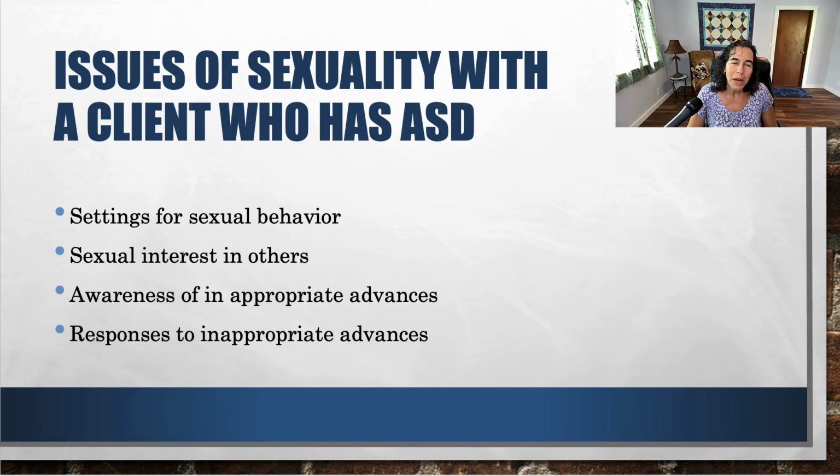All right. So, issues of sexuality with a client who has ASD. Settings for sexual behavior may be difficult. We may need to confer with our client about what's appropriate and what's not, especially with regard to public places, right? So the person may not have access to a private place and they want to have sex, and so they default to somewhere that's more public. So really looking at, okay, what's appropriate, what's going to be effective and safe in terms of setting could be important for someone with ASD.